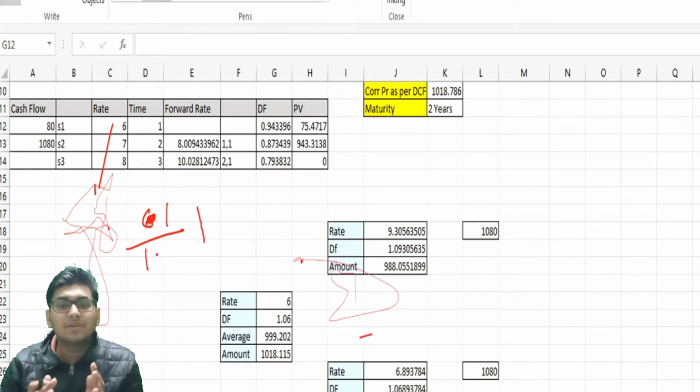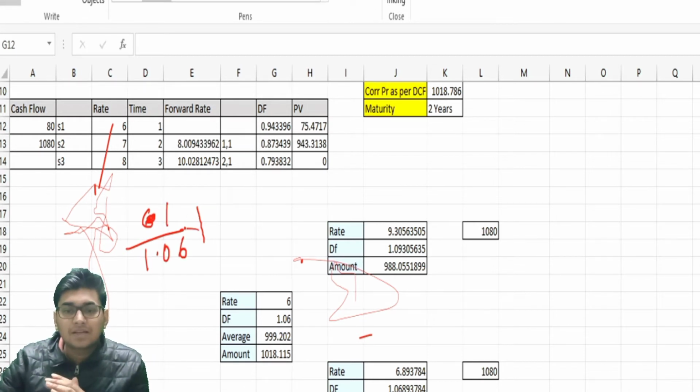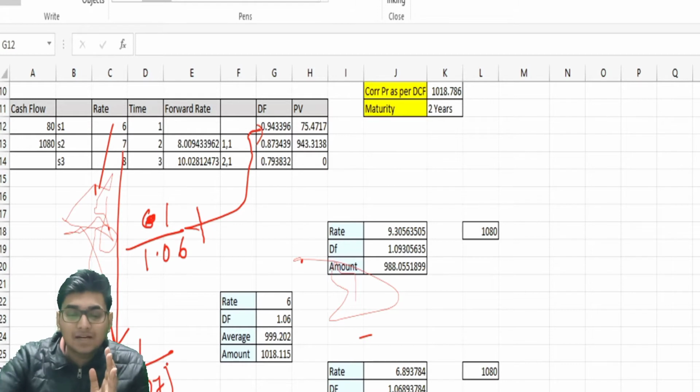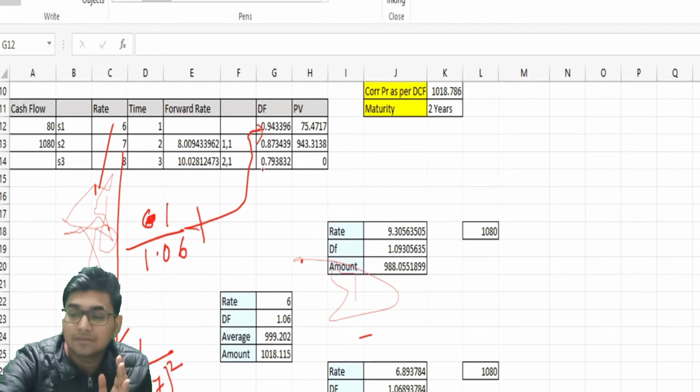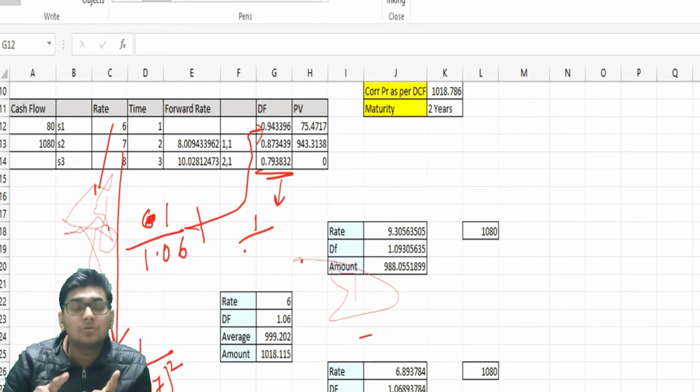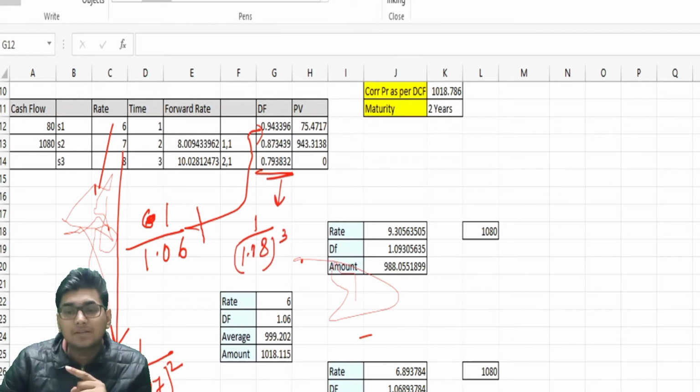So everything step by step I have calculated this. Are you getting the point? First of all, I started with the spot rate. Then I started with the forward rates, and then I entered into the discounted factors. Why have I calculated this discounting factor? Because I need to calculate the present value. You remember what we have to do?